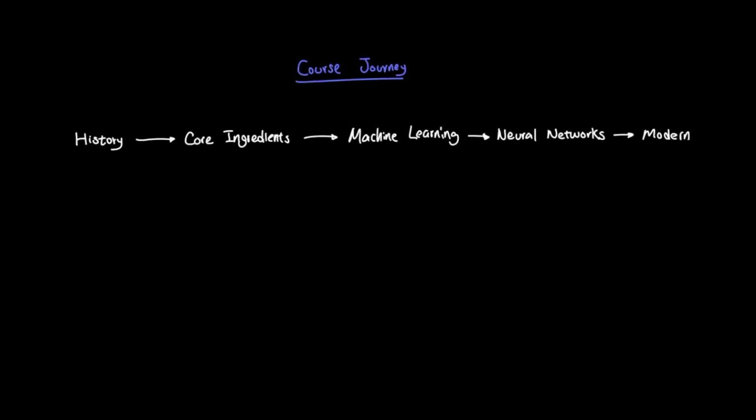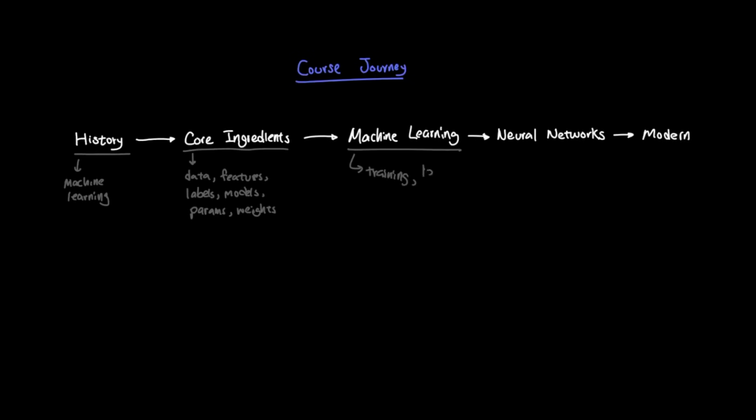Before we dive into the individual concepts, let's quickly look at the journey ahead. We'll start with the history of machine learning and define what machine learning actually is. Then we'll break down the core ingredients: data, features, labels, models, parameters, and weights. From there, we'll look at how models learn through training, loss functions, and gradient descent, and how we test whether we can perform well on new data.